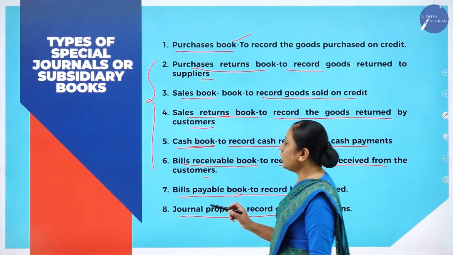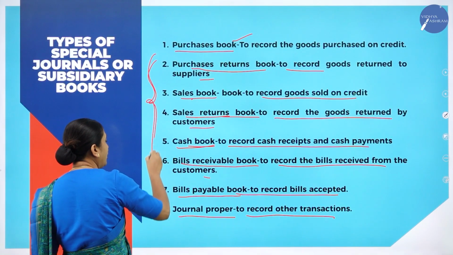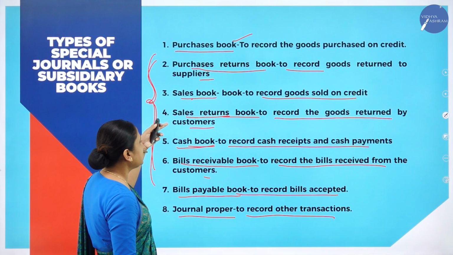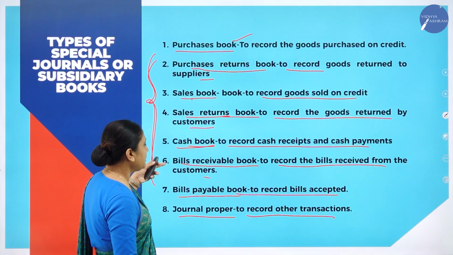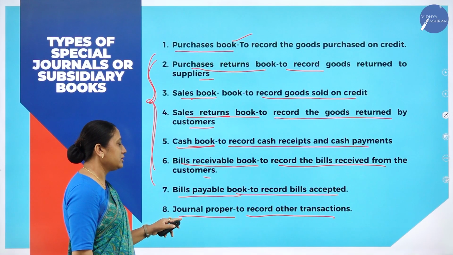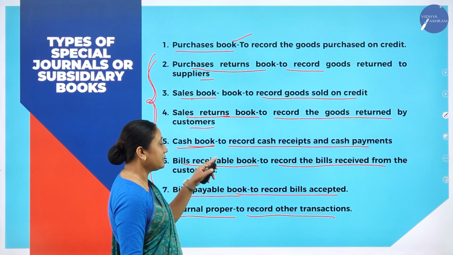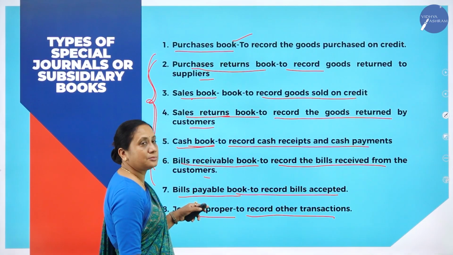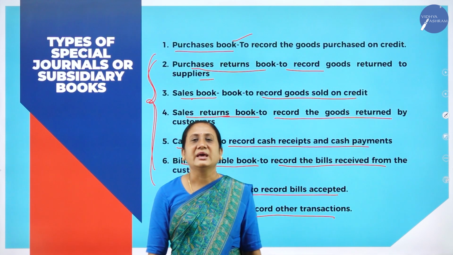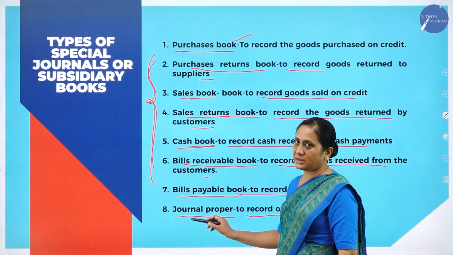That means whatever thing you cannot enter in all these subsidiary books, like purchases book, purchases returns, sales book, sales returns book, cash book, bills receivable book, bills payable book, will go to a separate subsidiary book called journal proper. Here all the other transactions which you cannot record in these books will go to journal proper, like opening entries, closing entries, rectifying entries, depreciation. Those types of entries will go to journal proper.